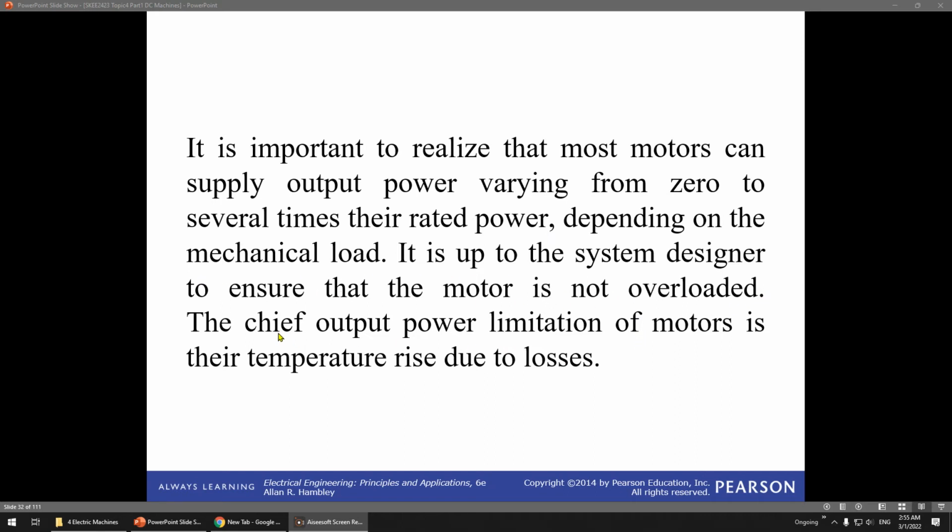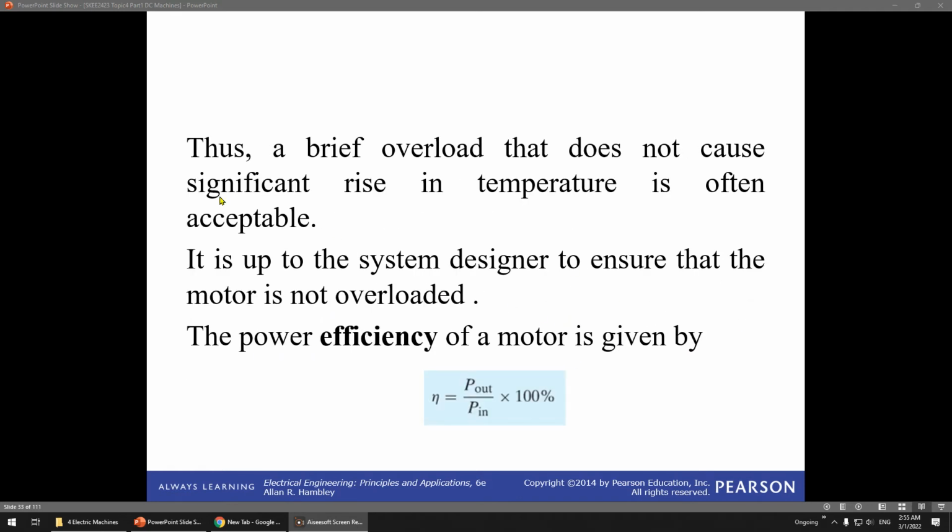The chief output power limiter of the motor is the temperature rise due to the losses. So the higher the load, the higher the loss, and the higher the temperature, it will damage the motor. Thus a brief overload does not cause a significant rise in temperature. If you have an overload for a short time, the rise of the temperature is acceptable, but a long time is not very good.